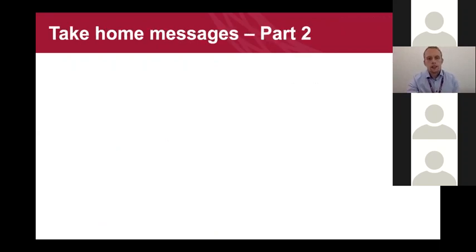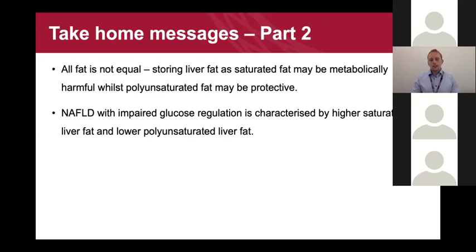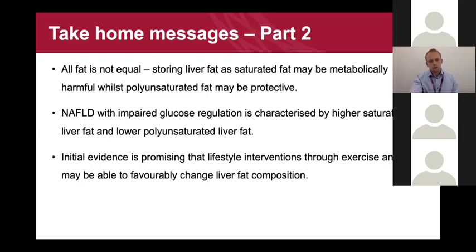So the take-home messages from part 2, again, all fat is not equal. Storing liver fat as saturated fat may be more metabolically harmful, whilst polyunsaturated fat may be more protective. And this appears to be true in humans as well. Individuals with non-alcoholic fatty liver disease with impaired glucose regulation are characterized by higher amounts of saturated liver fat and lower amounts of polyunsaturated liver fat.